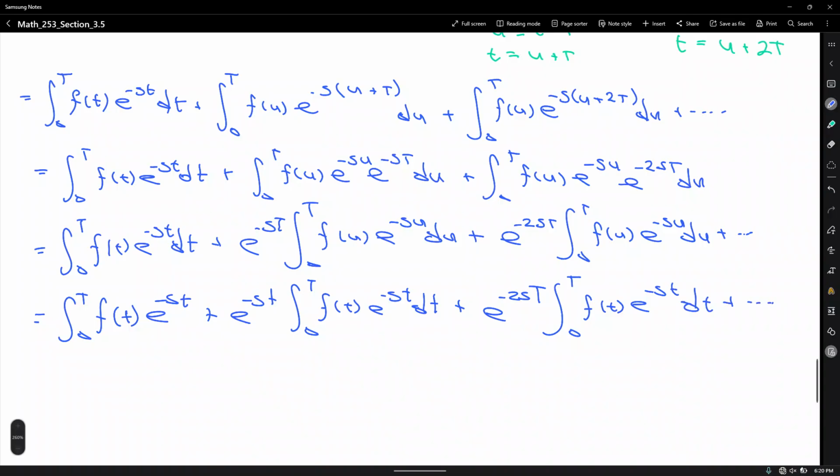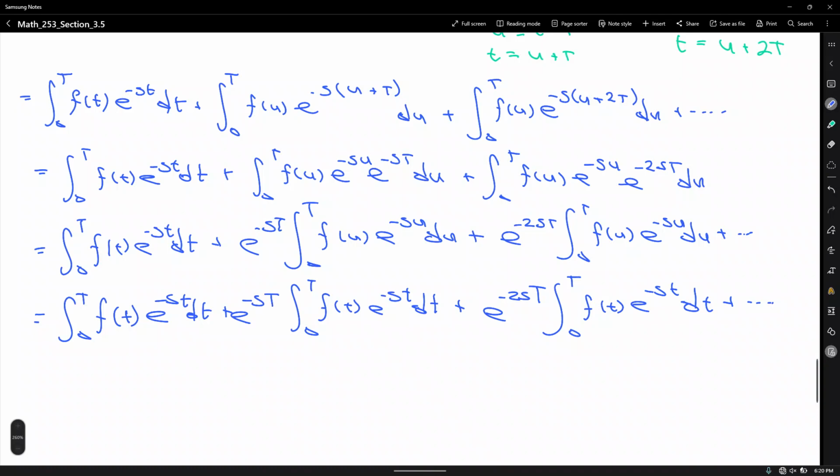Oh, I forgot the dt here, right? And the upper limit, the T in the second exponential, is it uppercase? No, you're right. This is uppercase T. Thank you. That matters. Okay.